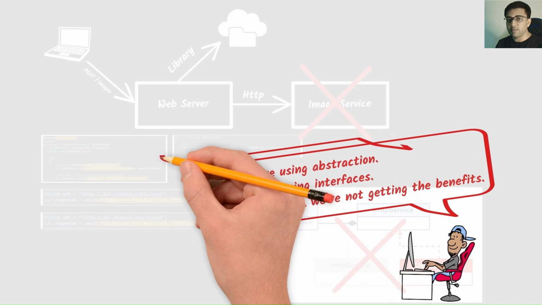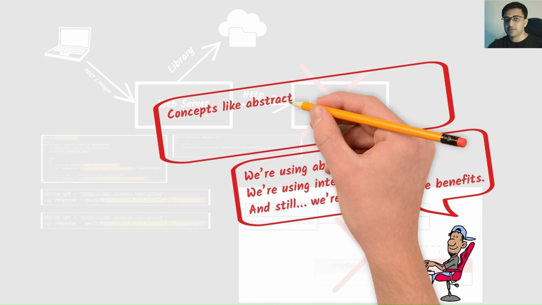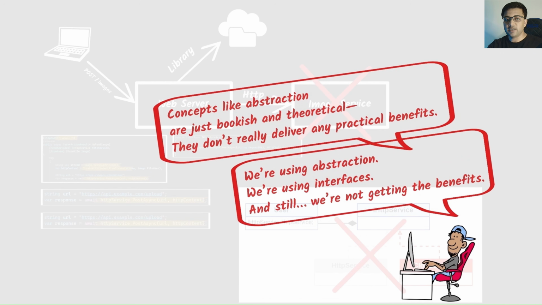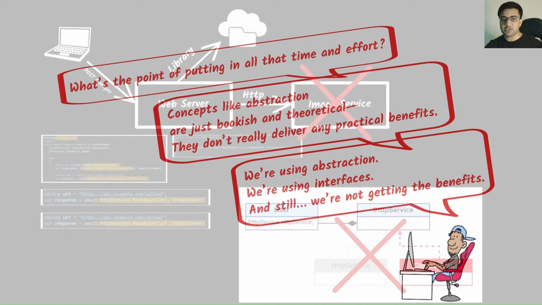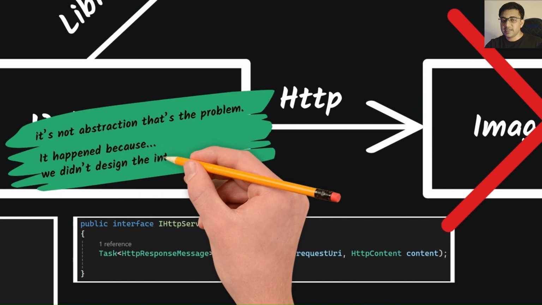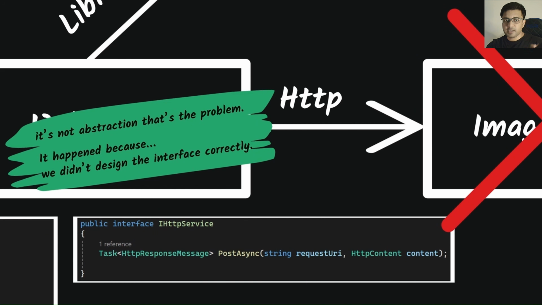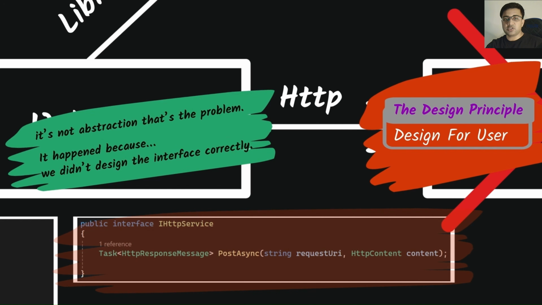And do you know what's an even bigger problem? Situations like these make many developers think that concepts like abstraction are just bookish and theoretical, and they don't really deliver any practical benefits. And honestly, that feeling makes sense. We are doing abstraction and still we are not getting the benefits. So what's the point of putting in all the time and effort, right? But the truth is, it's not abstraction that's the problem. It happened because we didn't design the interface correctly. If you think carefully, our interface was never designed with the user in mind. Instead, it was designed with the implementation in mind. It's tightly coupled with the HTTP implementation. Think about it.